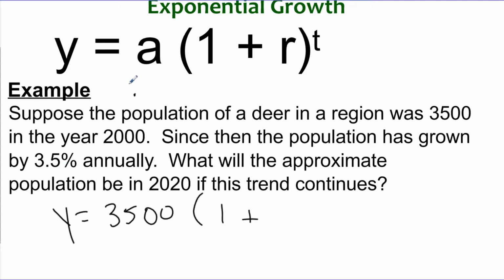So 3.5%, we would say move the decimal point 2 times to the left, and I'm going to end up with 0.035. So I'm going to say 1 plus 0.035, which is just 3.5% as a decimal, and I'm going to leave this to the t. So this is the function that I'm going to use, right?